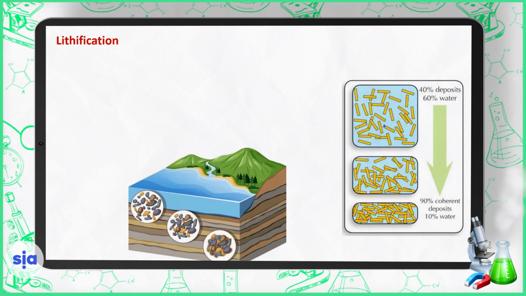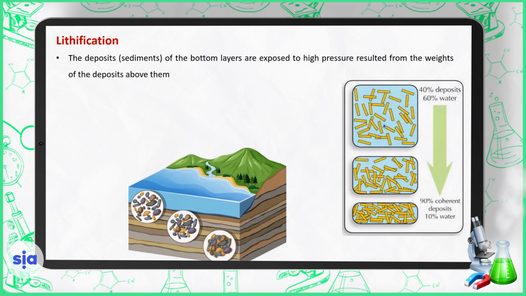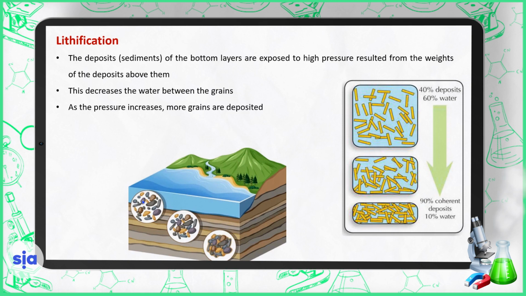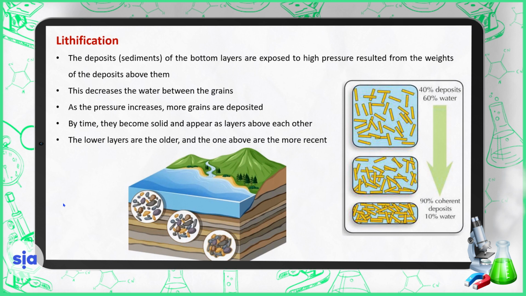Lithification. The deposits or the sediments of the bottom layers are simply exposed to high pressure resulting from the weight of the deposits above them. This decreases the water between the grains, and as the pressure increases, more grains are deposited. By time, they become solid and appear as layers above each other. The lower layers are the older, and the ones above are the more recent.